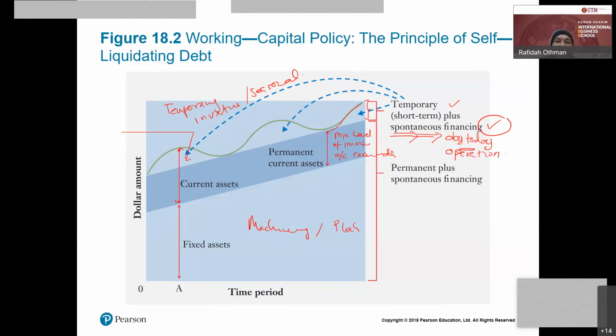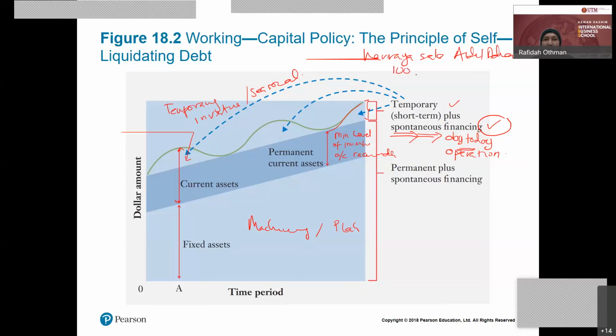Okay, so meaning that this seasonal part or temporary investment in current asset, you have to finance either in the short term, or from day-to-day operation. Example, when you want to have a Hari Raya sale. We're going to have the Eid al-Adha sale, right? So you expect the sale to increase. Therefore you have to increase your inventory, right? So this is one time only for Hari Raya. So how are we going to do this?